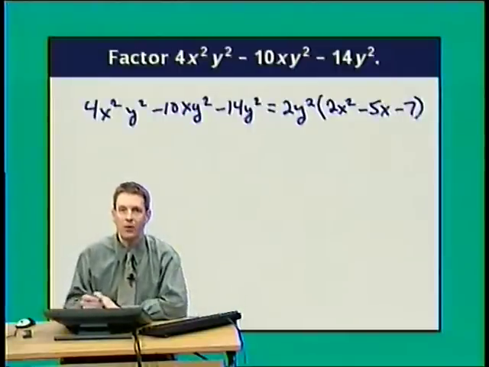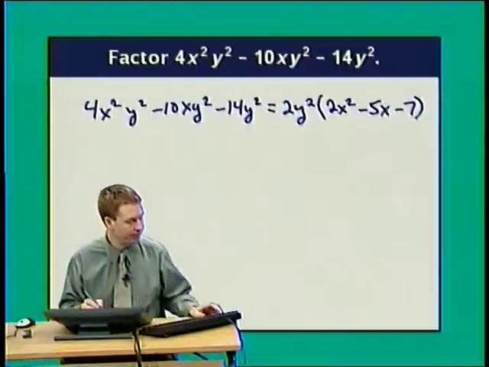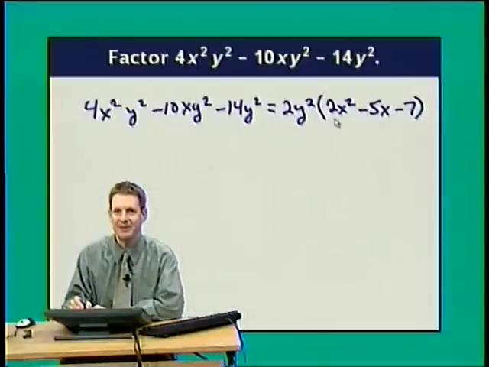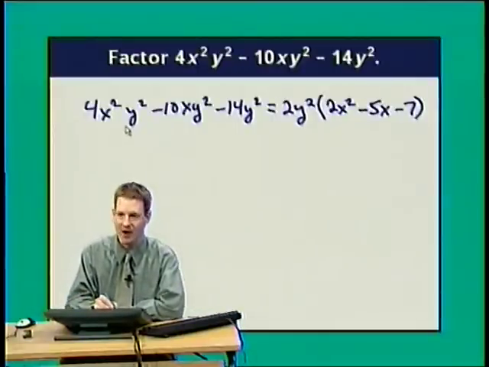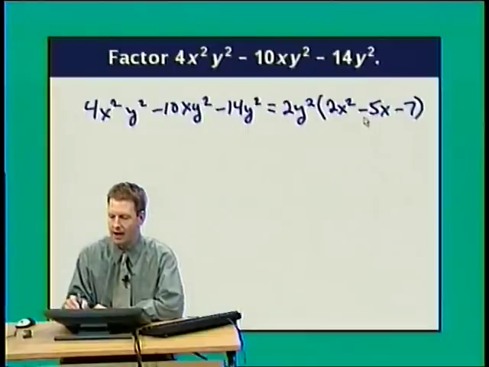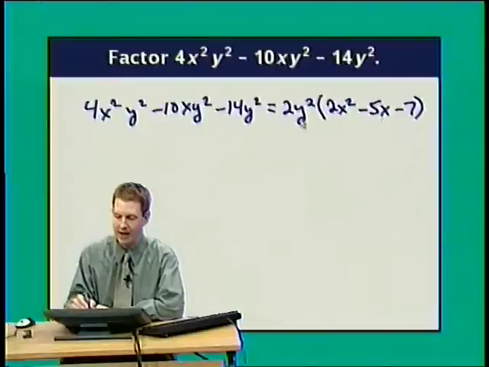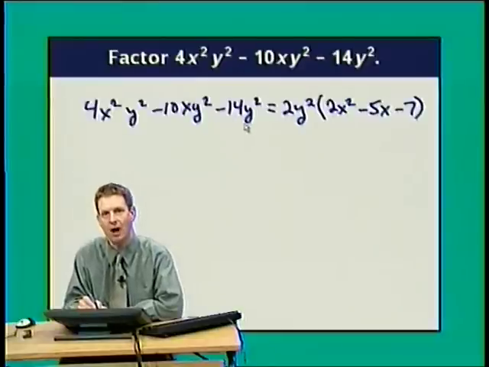Now let's look backwards to make sure we didn't make any boo-boos. 2y squared times 2x squared, that's 4x squared y squared. 2y squared times minus 5x gives me a coefficient of negative 10, an x and a y squared. 2y squared times negative 7 is indeed negative 14y squared.